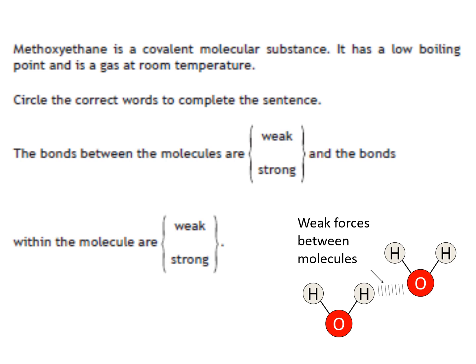Okay, so let's go through the answers. So the bonds between the molecules, that's known as the intermolecular forces. Well, they're very weak, and that's the thing that is broken during melting. The bonds within the molecule, well, that's a covalent bond. That's the bond between the hydrogen and the oxygen, the solid black line, and that's very strong. So our answer is weak at the top and then strong at the bottom.